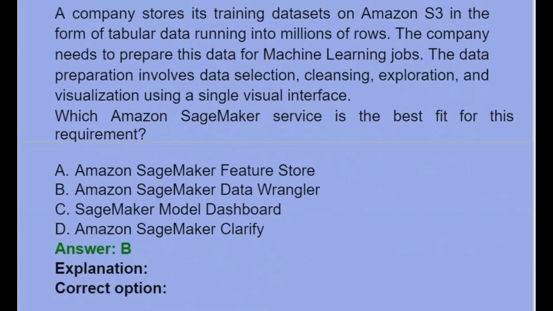Option A, Amazon SageMaker Feature Store. Option B, Amazon SageMaker Data Wrangler. Option C, SageMaker Model Dashboard. Option D, Amazon SageMaker Clarify. Correct answer is option B.